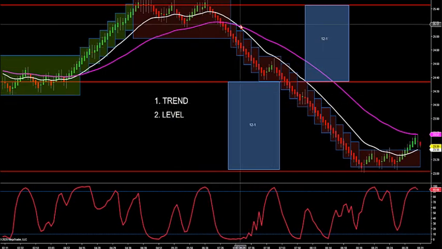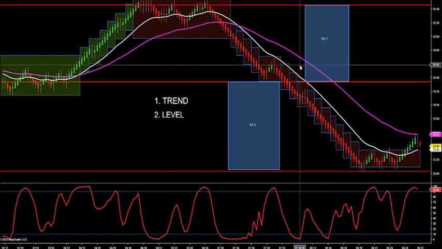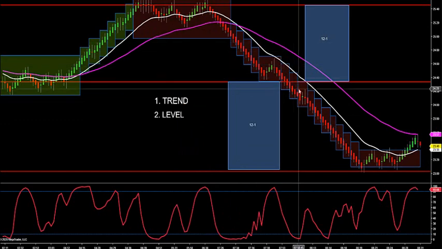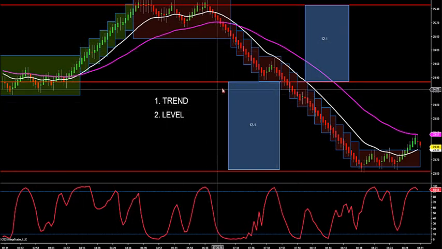So number one, we want to find the trend. The trend are my moving averages, which are worthless by nature, but they're great for trend direction. The color of the trend box: if it's red, it's in a downtrend. Green, it's in an uptrend.